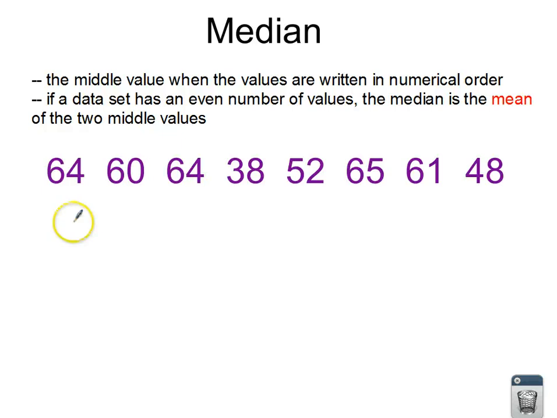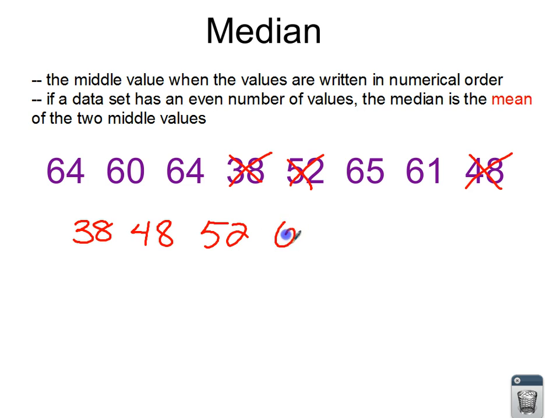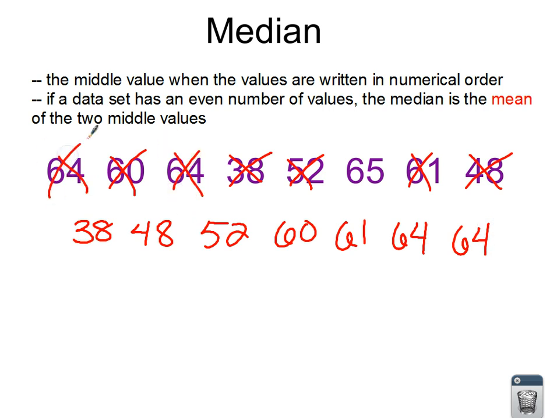All right, looks like the smallest number is 38. And then we have, looks like 48 is next. 52. 60. 61. We have two 64s. We've got to write them both down, 64 and 64, here and here. And then we have 65.